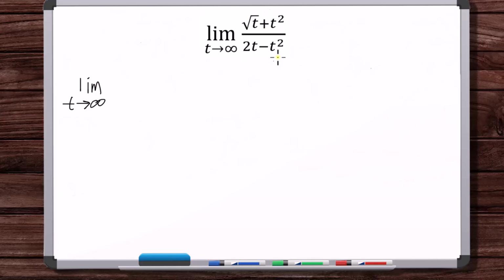let's go ahead and treat this like it's a rational function and divide the numerator and denominator by t squared. So you get, and see what happens. So, okay. Now, what we do here with the root is we're going to divide this by t squared in the form of the square root of t to the 4th.